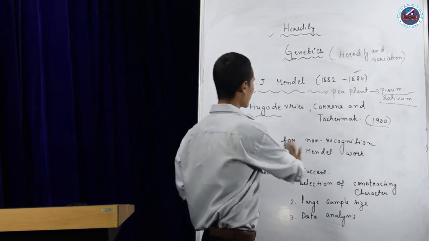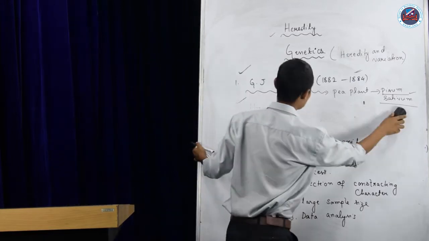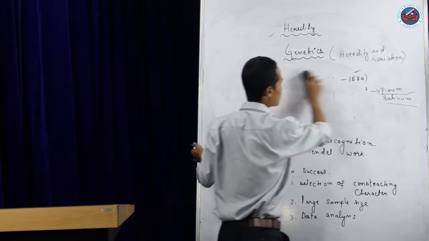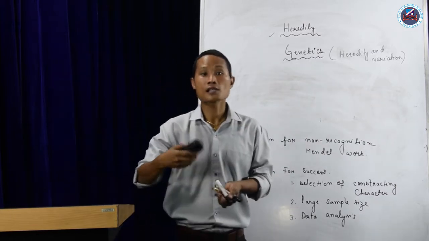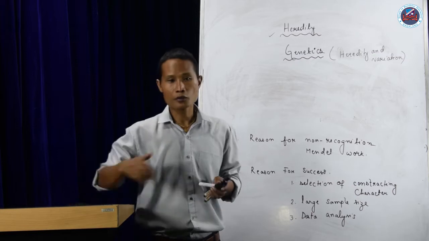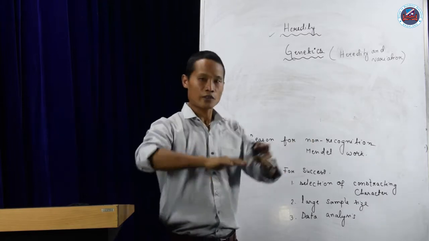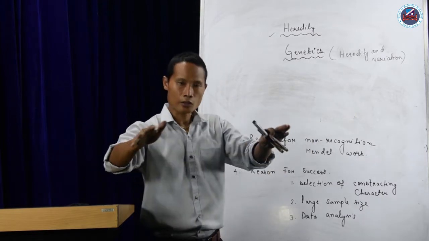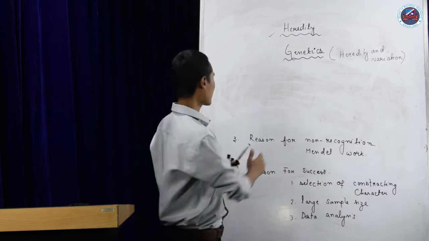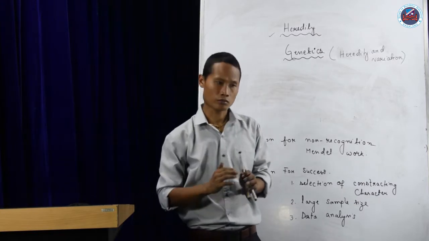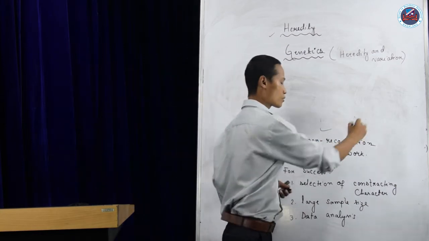Now, let's discuss why his work was not recognized. During that time, there were basically no journals. He did not publish his work on a larger scale. Like today, if we do research, we publish in journals, and then all over the world different scientists and researchers study and know about other works. But during that time, he did not publish his work on a larger scale. So that was one of the reasons for his non-recognition.